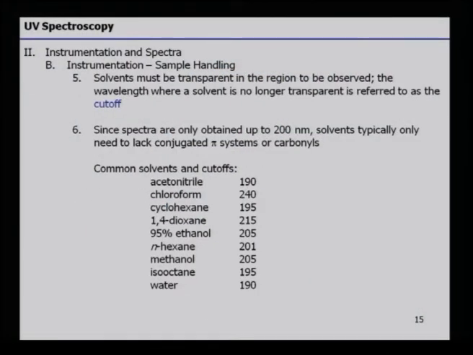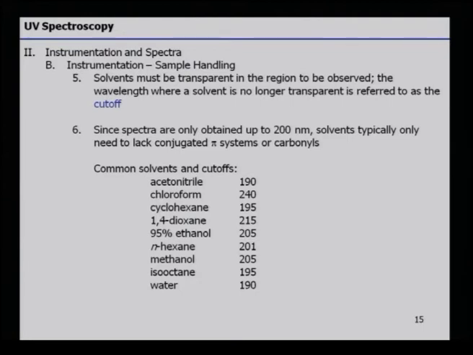Now, when solvents are being used, they need to be chosen so that they are transparent in the region where the observation needs to be done. The wavelength where a solvent is no longer transparent is referred to as the cutoff. Since spectra are only obtained up to 200 nanometers, solvents typically only need to lack conjugated pi systems or carbonyls.